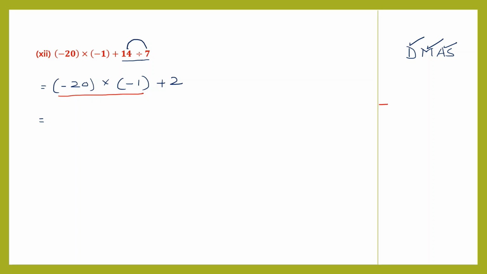Now let's do that here. Minus 20 into minus 1. Now signs are both minus, so minus into minus is plus. 20 into 1 is 20. So here we've got plus 20. So let's write that here, plus 20 or simply 20, and what is left? Plus 2. 20 plus 2 is 22. So this is our answer.